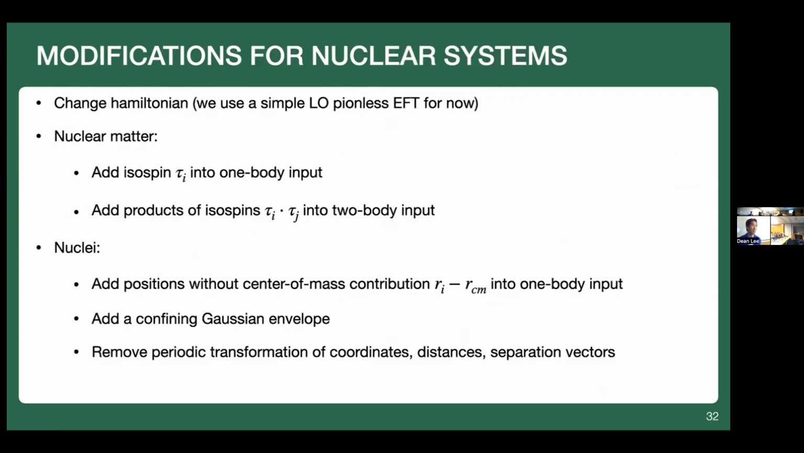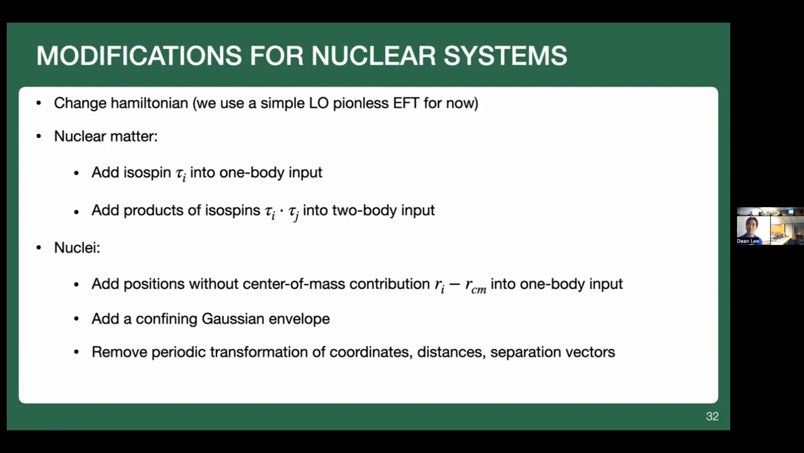And like I said, we just wanted to impose the most basic symmetries and boundary conditions. And so we can very easily transfer this to nuclear matter and nuclei. So for example, for nuclear matter, in addition to just changing the Hamiltonian, we include isospin into the one-body input to that message passing neural network. And we also add the products of the isospin projections into the two-body input. That's all you need to do since we have the same periodic boundary conditions here.